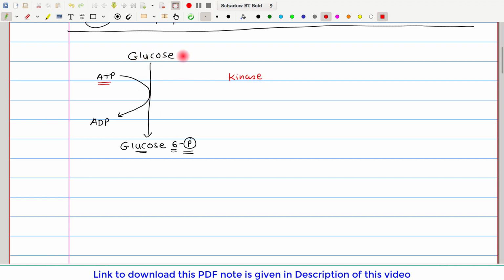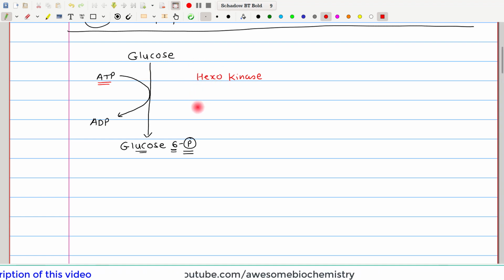Here glucose is a hexose sugar. So we can call this enzyme a hexokinase, or we can also call it a glucokinase. By this method, you can remember the name of the enzyme also. Now hexokinase and glucokinase are both different enzymes, but they carry out the same reaction, right?